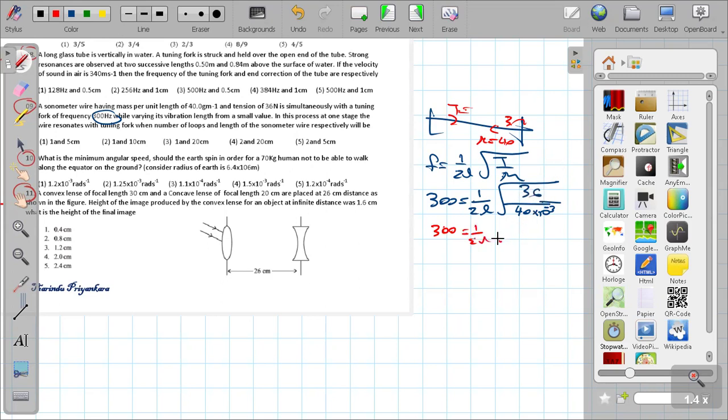36 means, okay, 4 by 9 divided by 40 by 10 to the power minus 3 is 10, 10 times 6, minus 2 here. Finally, 300 equals 1 over 2L. Root 9 also comes out. I can remove both roots here. 10 to the power minus 1.